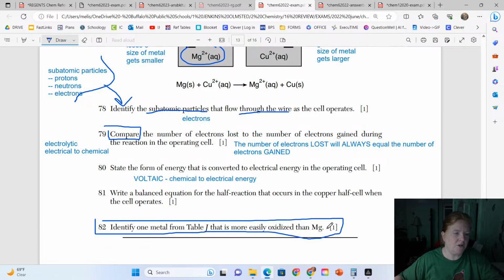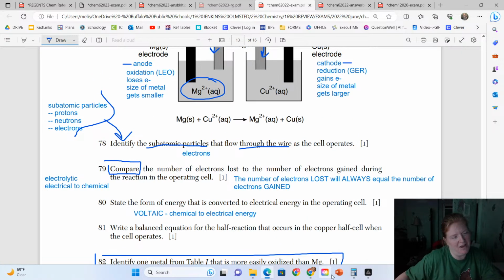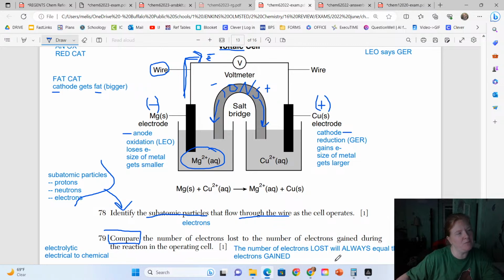Sure, we could name that cat. Yes, we could name the fat cat whatever you want. Okay. Will it help you remember that the cathode gets bigger?